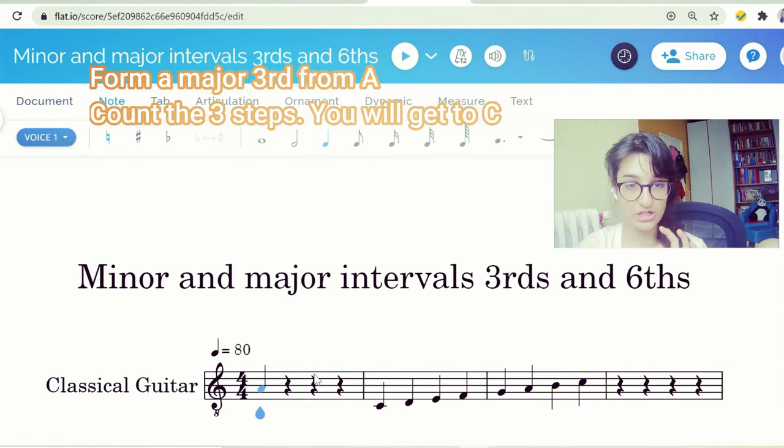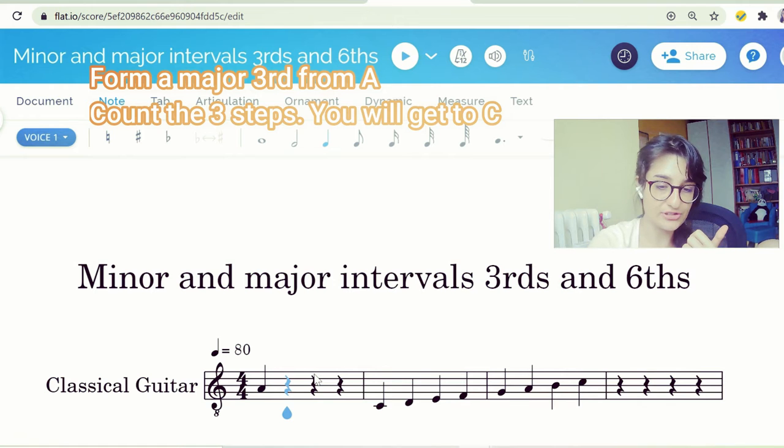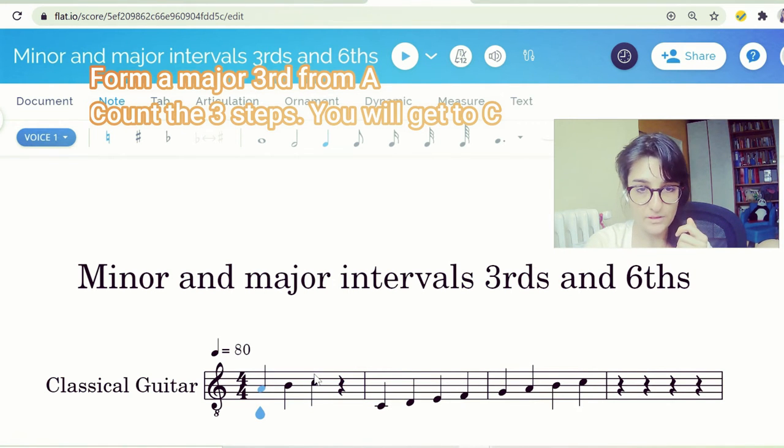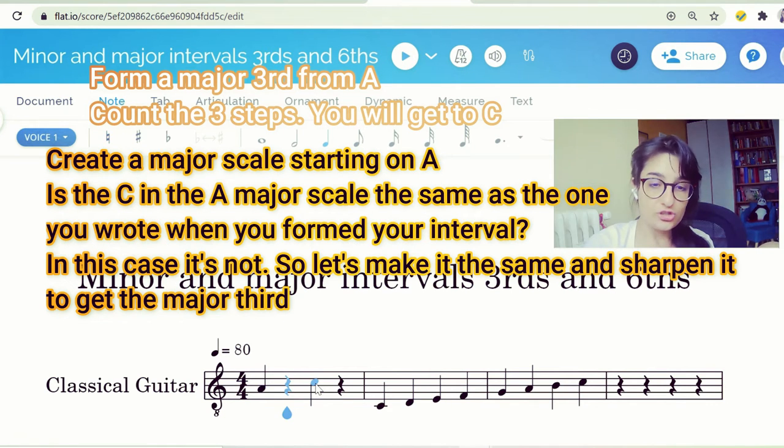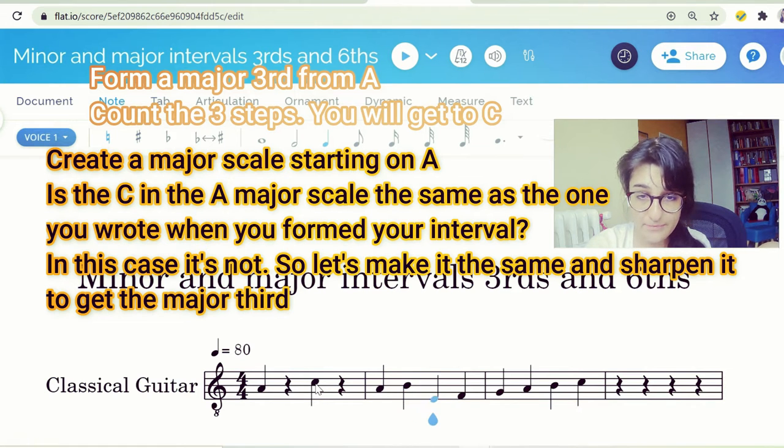We are going to start from A. Let's do our 3 step-by-step count. So A, another step, that's B, another step, that's C. So A, B, C. So to form a third, we need a C, A to C. Now, let's say they want a major third. Okay? So let's formulate a scale on the first note of the interval again. A major.